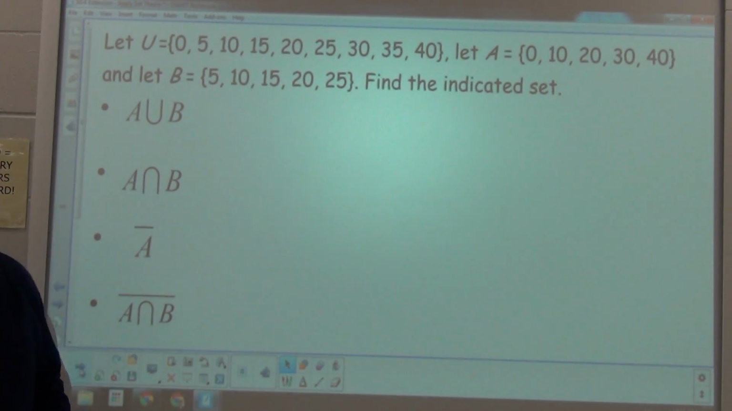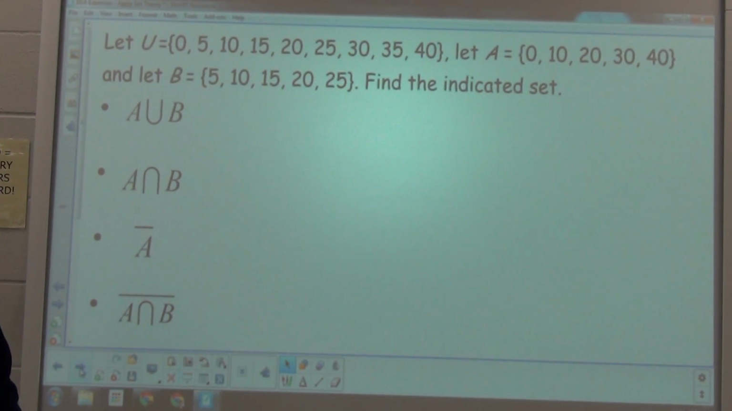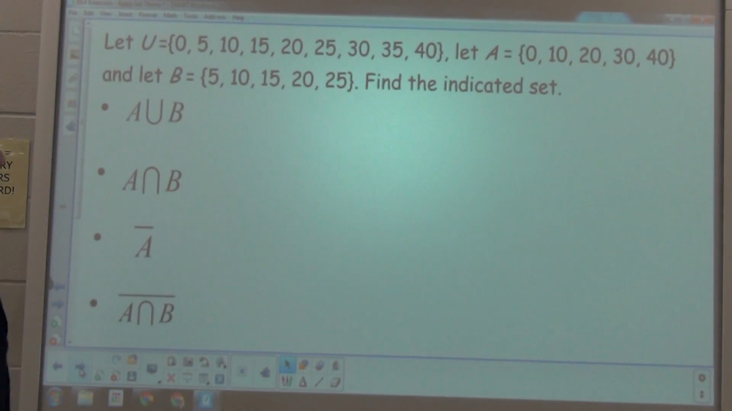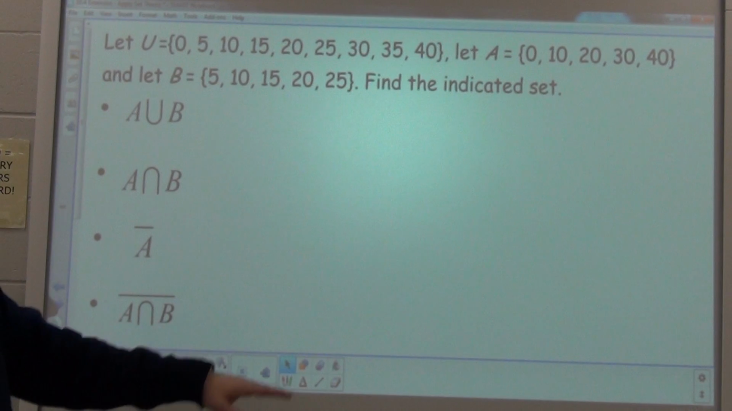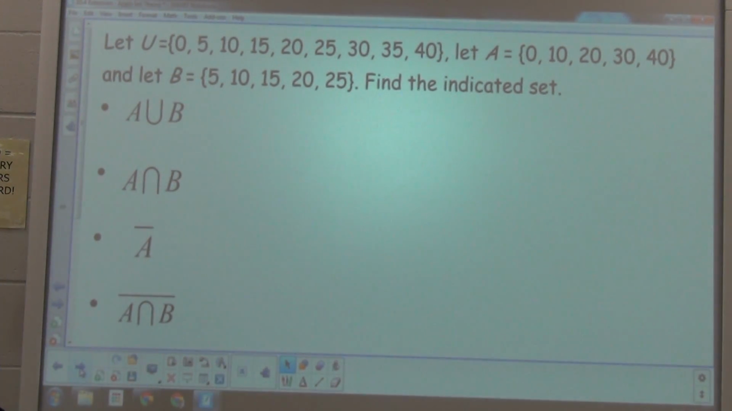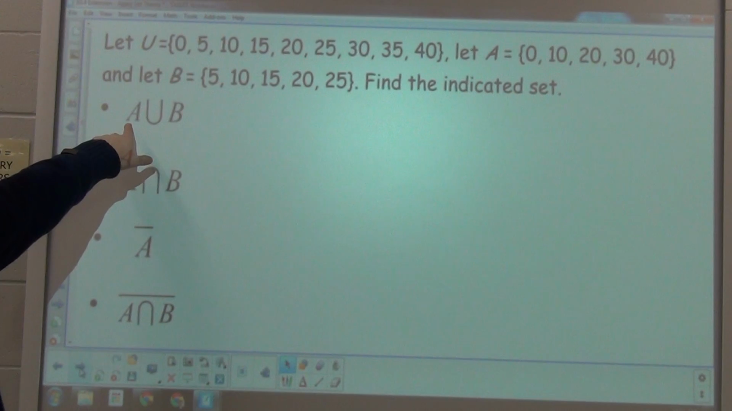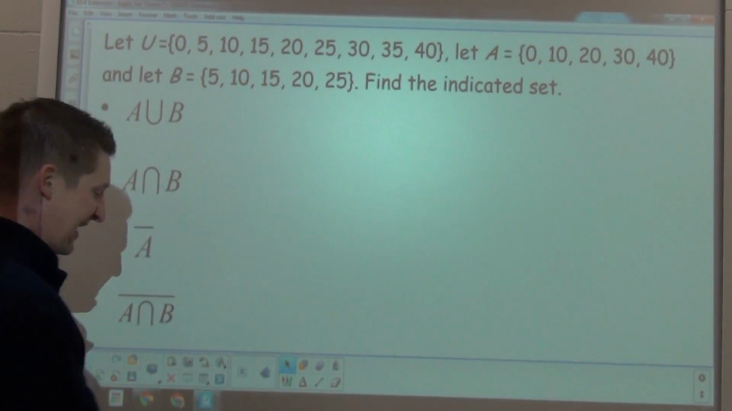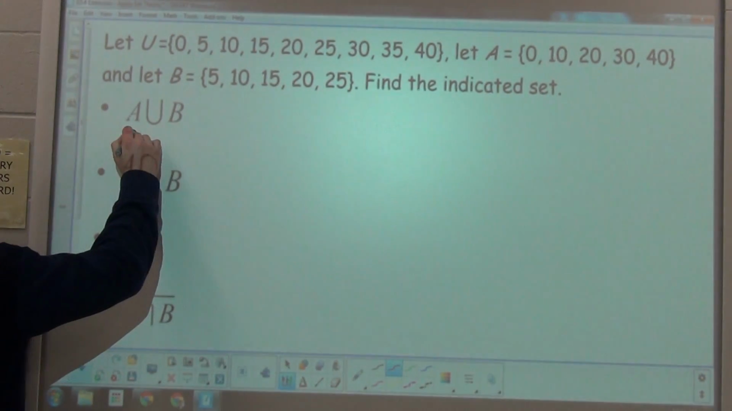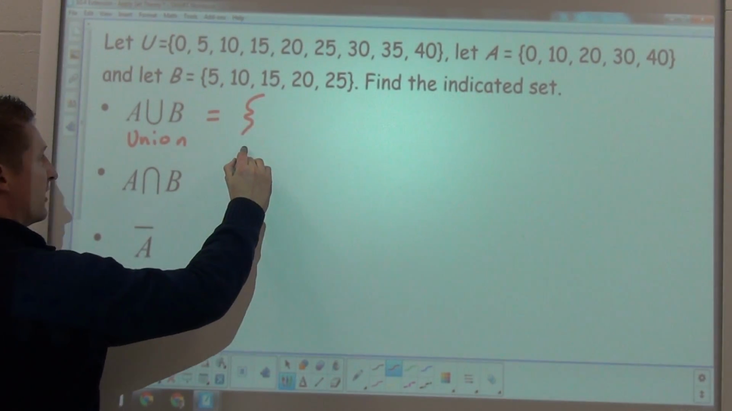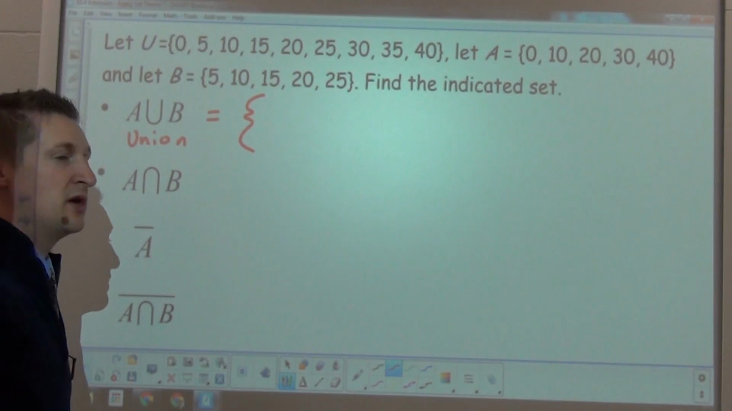So here we're given the universal set, meaning here's all the numbers we're going to consider. 0, 5, 10, 15, 20, 25, 30, 35, 40. Set A includes the multiples of 10, and for set B we've got multiples of 5 up through 25. And we're asked to then find the indicated set. So our first operation tells us find the union of A and B. So we're going to write union. Now that would mean any item that is in either A or B or in the overlap.